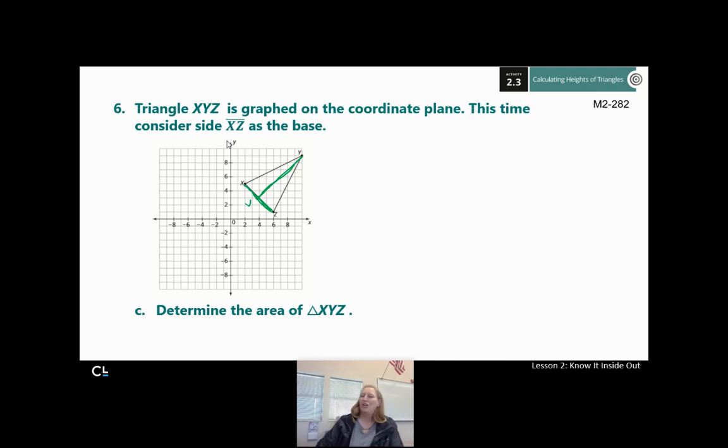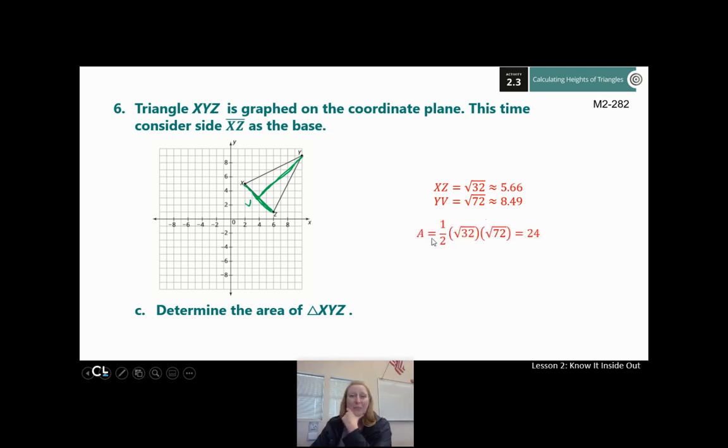So I flipped over and I had to go back and look at my work from earlier. We found XZ. We said XZ was the square root of 32, which is about 5.66. Of course, we just found our height, YV, as being the square root of 72, or about 8.49. So great, I got a base. I got a height. I'm going to multiply and divide by 2. Oh, look, I got 24 again.